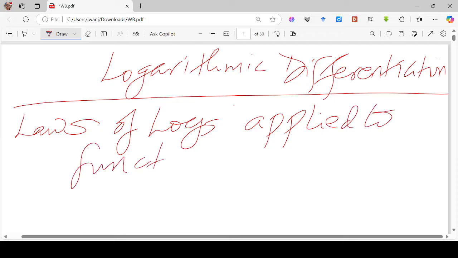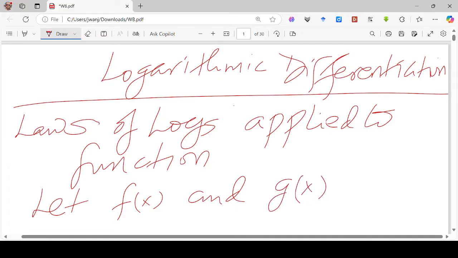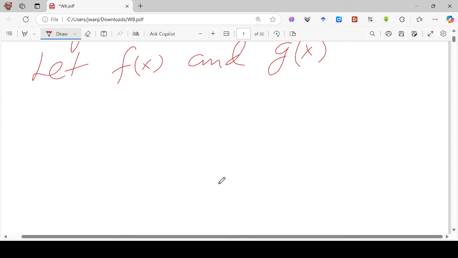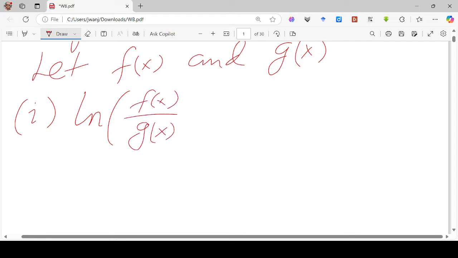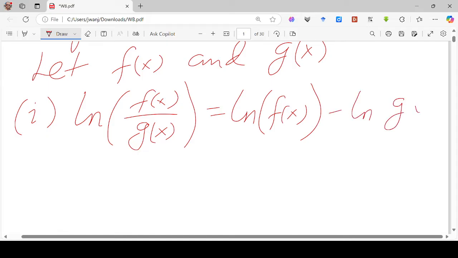So we consider two functions. Suppose that f of x and g of x are two functions of x. Then we can state the rules of logarithms as follows. Rule number one, we shall state them in the order that we usually apply them. The natural logarithm of f of x divided by g of x is equal to the logarithm of f of x minus the logarithm of g of x.